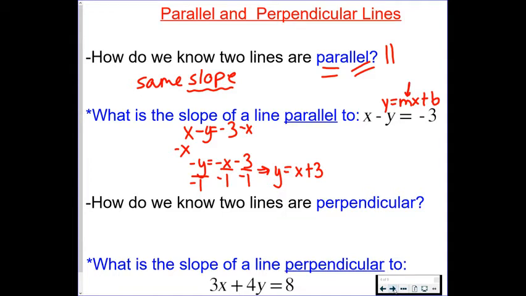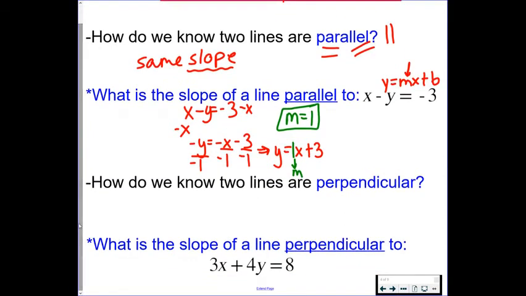We want to know what is the slope that is parallel. Well, what is the slope of this line? Right, it's 1 because there's a 1 in front of the x. So the slope of that line is 1. If it's parallel, it has the same slope, so it must also be 1. Okay, so find your original slope, and then if they're parallel, they must have the same slopes.